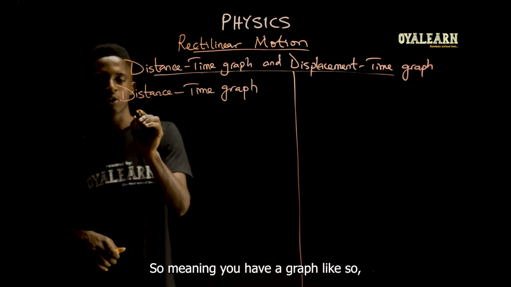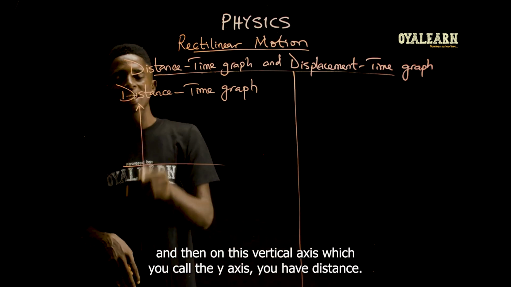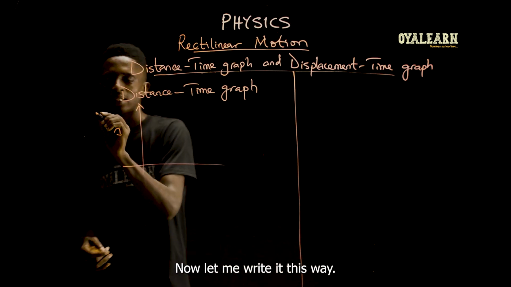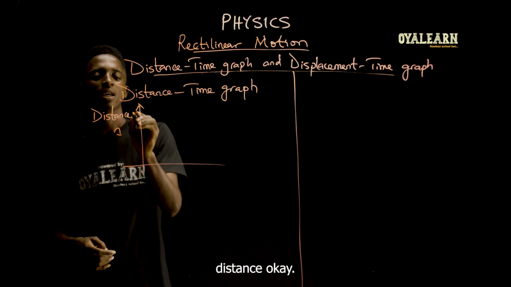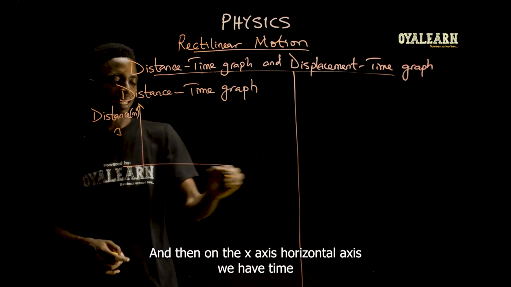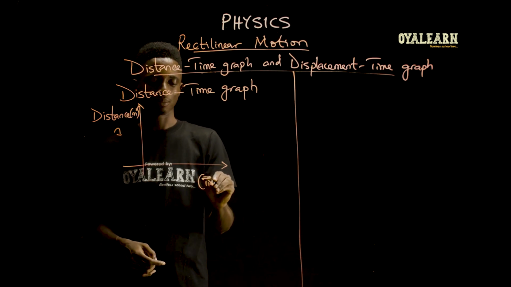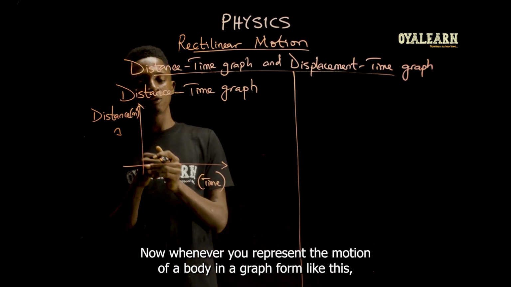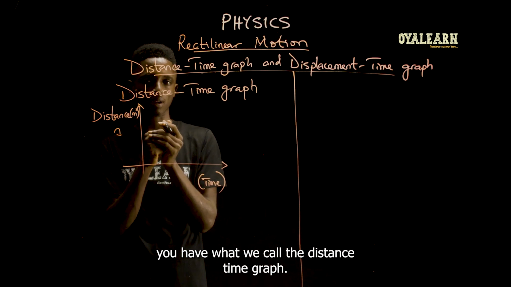So meaning you have a graph like so, and then on this vertical axis, which you call the y-axis, you have distance. Now let me write it this way so you see clearly. Distance, okay, measured in meters. And then on the x-axis, horizontal axis, we have time. Okay. Now, whenever you represent the motion of a body in a graph form like this, you have what we call the distance time graph.